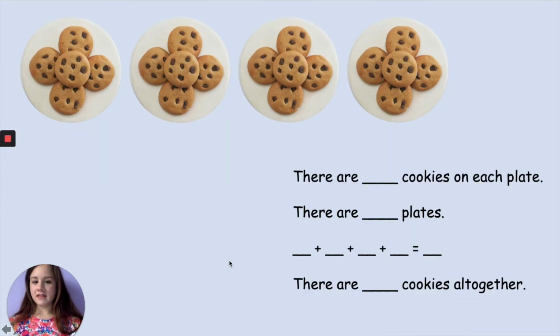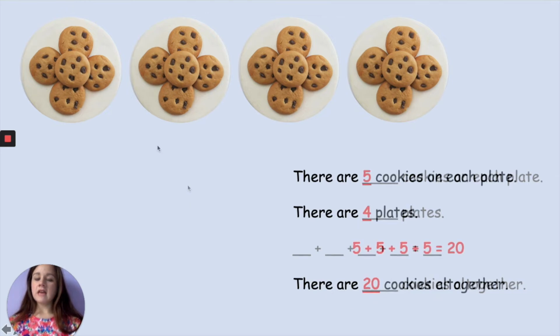Now another example. There are something cookies on each plate. There are something plates, an addition sentence, and then fill in the rest of the sentence. The answers are there are 5 cookies on each plate. Let's check. 1, 2, 3, 4, 5. 1, 2, 3, 4, 5.